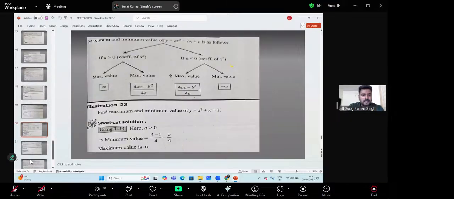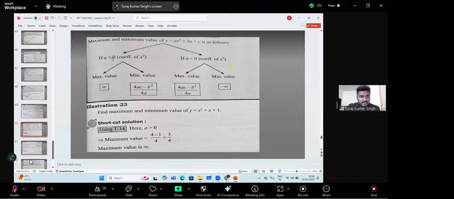Here you see one more very important, very interesting question. The question is: find the maximum and the minimum value of y square plus x plus 1. So what is the idea? What is the trick? Let us understand. For getting the maximum and the minimum value of y equals to ax square plus bx plus c, we should follow two things. First thing, a is positive or a is negative.